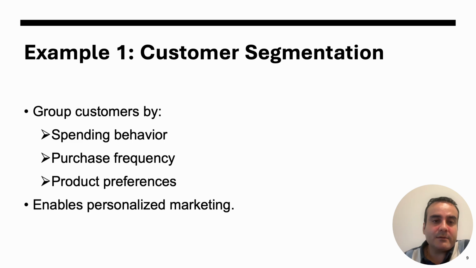Now let's see some examples where we can use k-means clustering. In business, k-means is widely used to segment customers. You can group customers based on how often they buy, how much they spend, and what products they prefer. This helps businesses personalize offers and marketing strategies.